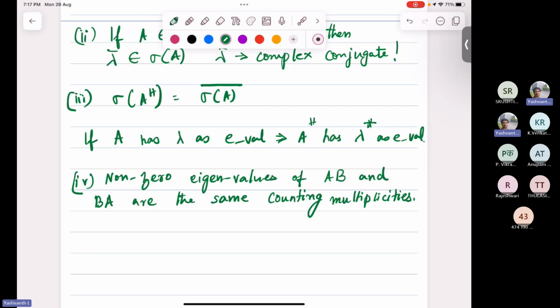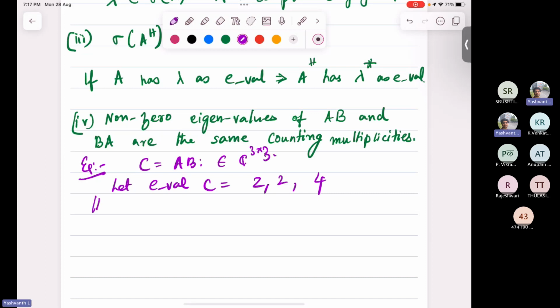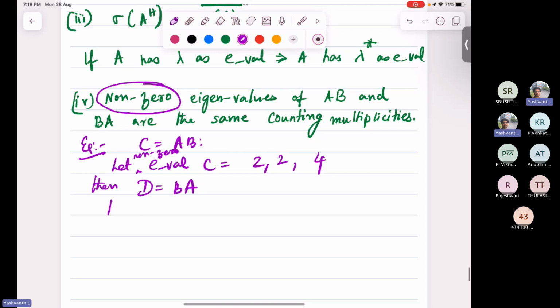What do you mean by counting multiplicities? Maybe let me write an example. If C is equal to AB, then let the eigenvalues of C be 2, 2, 4. Maybe C is 3 by 3. Then D equal to BA need not be 3 by 3. I am emphasizing the word non-zero very much, because zero eigenvalues are anyway zero, so no need to care. Let the non-zero eigenvalues be 2, 2, 4. Then D equal to BA.